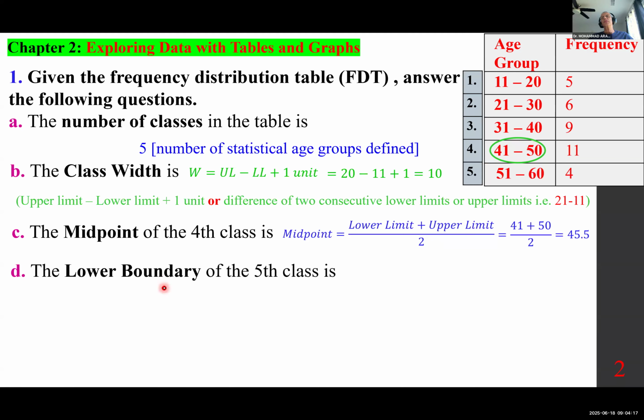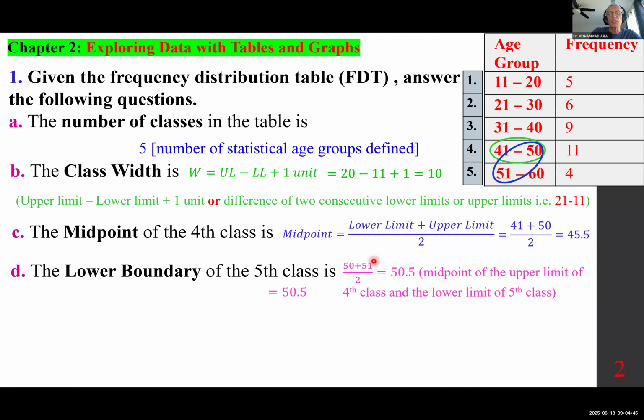The lower boundary of the 5th class. So what is the lower boundary? In general, if you want the lower boundary of any class, you look at the upper limit of the previous one, the lower limit of the same class, add them up, find the midpoint. That simply means 50 plus 51 divided by 2, which is 50.5. Midpoint of the upper limit of the 4th class and lower limit of 5th class. That's how you find the boundary for the 5th class.